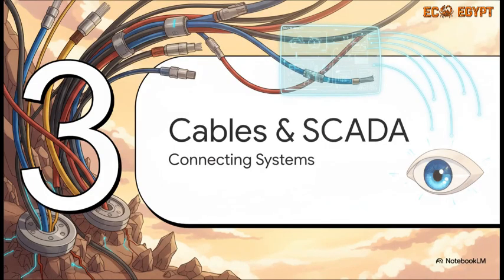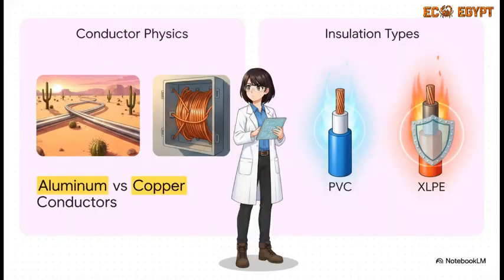Section 3, Cables, Earthing, and SCADA. Connecting all this massive hardware means balancing physical capabilities against strict project economics. For cables, you're constantly weighing the lower upfront cost of aluminum for those long MV runs against copper's vastly superior conductivity and space-saving perks. Same goes for insulation.